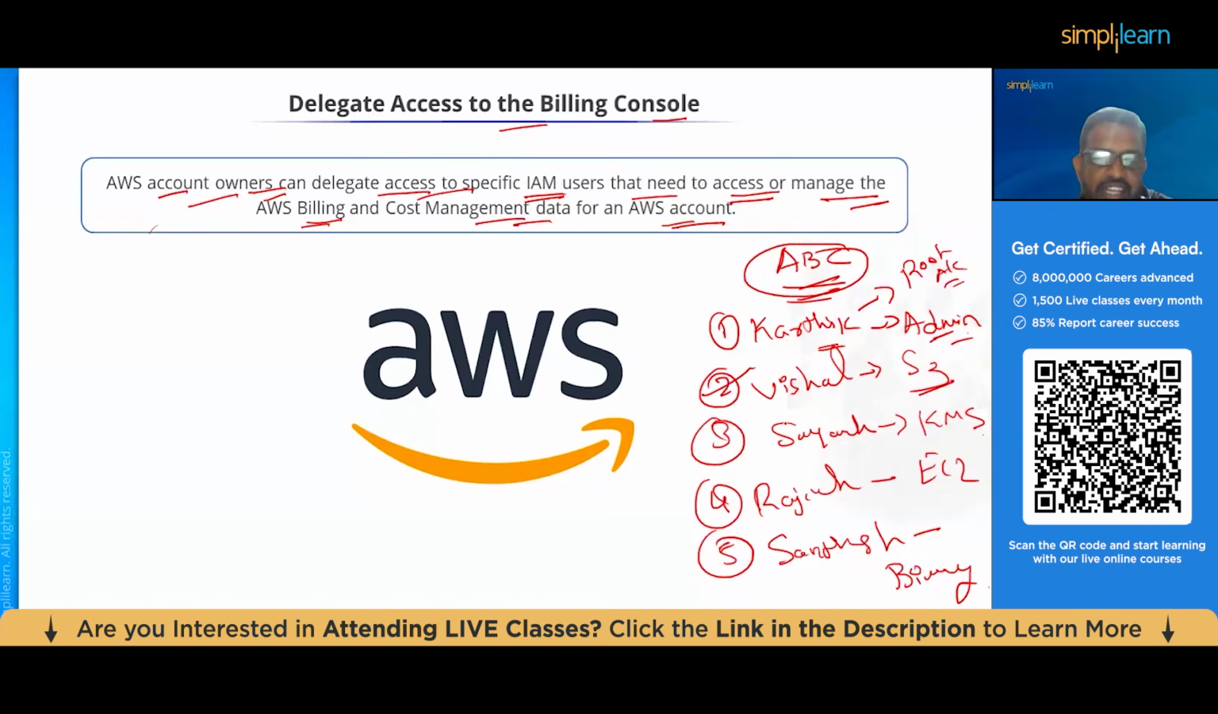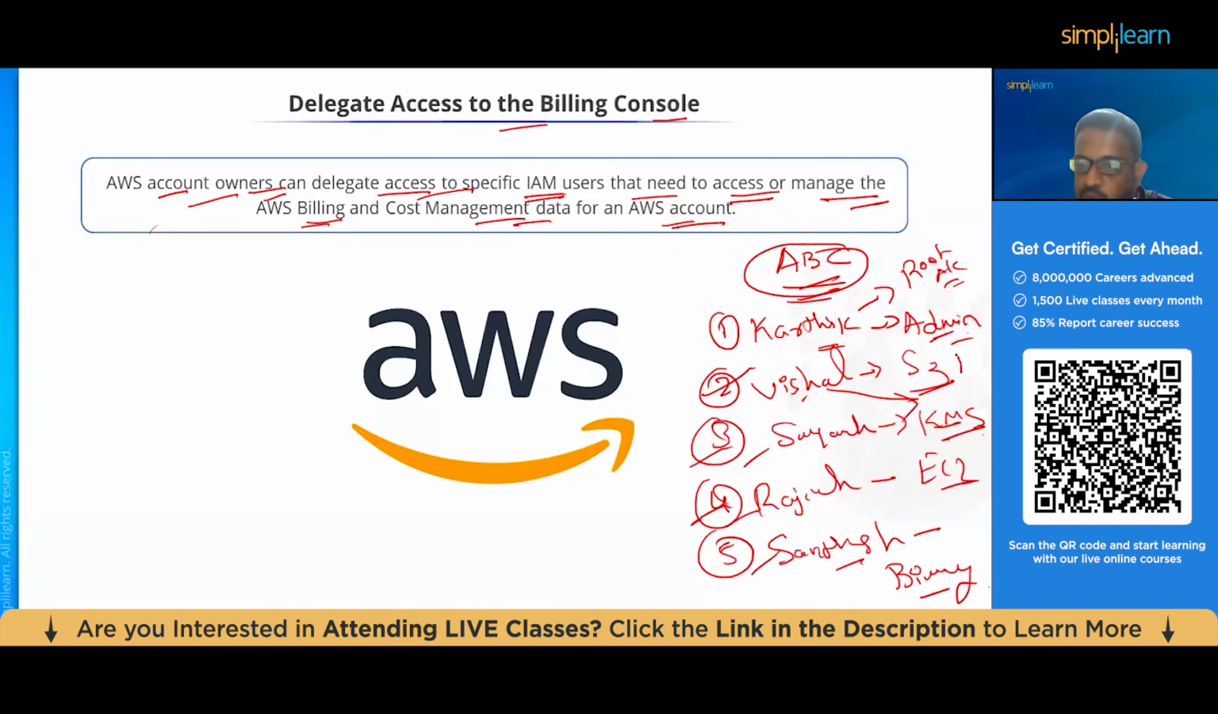So now Vishal can access S3. Then Suyash can access KMS. Rajesh can access EC2. Santosh can access billing. Right? So here the policy is attached. This permission is given to Vishal. This permission is given to Suyash. This permission is given to Rajesh. Same for Santosh.